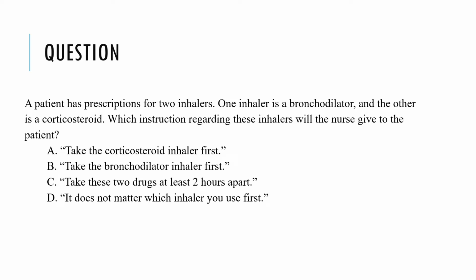A patient has prescriptions for 2 inhalers. One inhaler is a bronchodilator and the other is a corticosteroid. Which instruction regarding the inhalers will the nurse give to the patient? A, take the corticosteroid inhaler first. B, take the bronchodilator inhaler first. C, take these 2 drugs at least 2 hours apart. D, it does not matter which inhaler you use first.